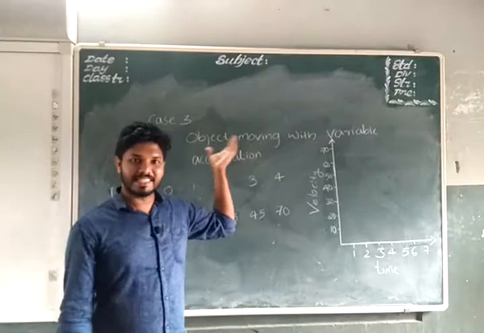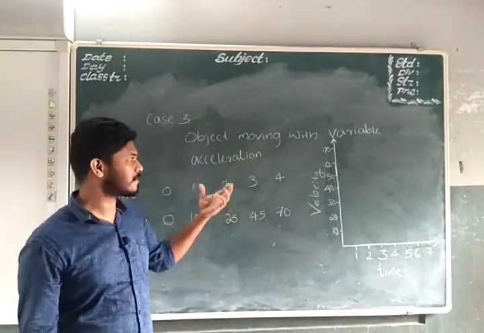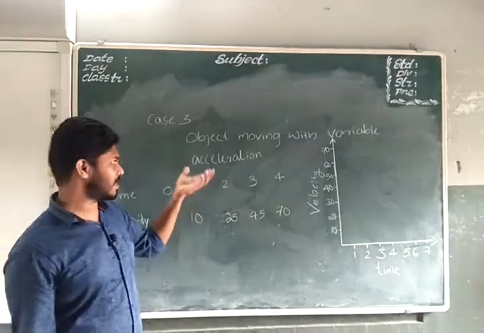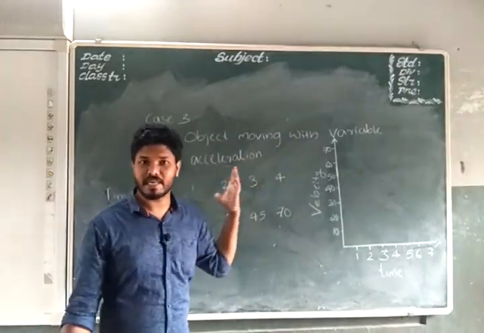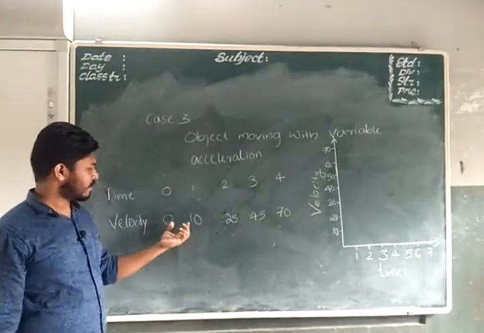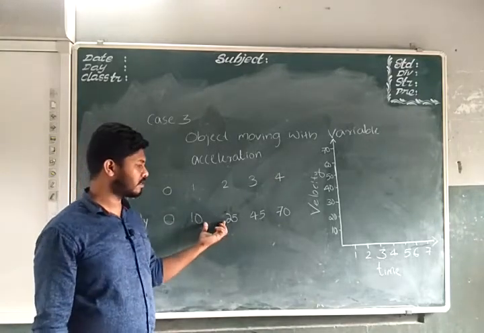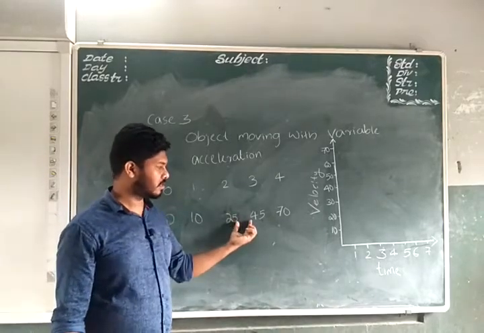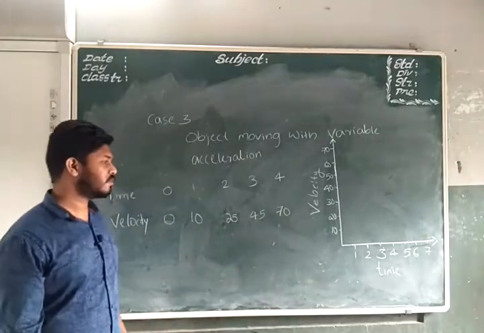As in the distance time graph, the third case is non-uniform acceleration. The case of non-uniform acceleration, that is an object moving with variable acceleration. Variable means changing. It's not uniform, it is changing. See here, the velocity in the first case is 10, in the second case it's 15, here it's 20, here it is 25, and it keeps on moving like this.